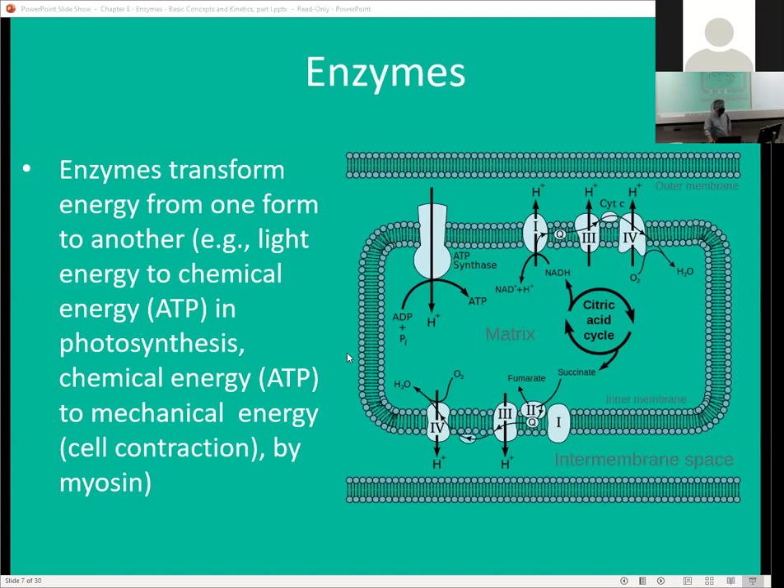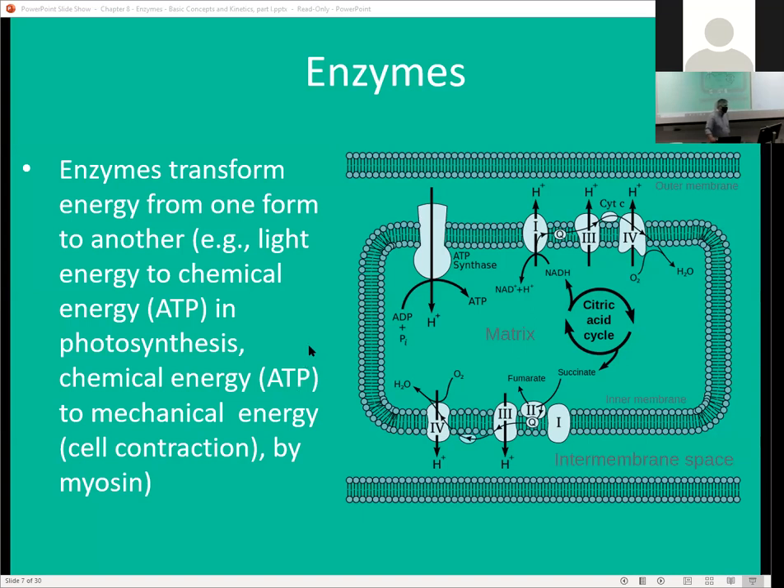Enzymes transform energy from one form to another. One example would be photosynthesis. We have energy in the form of light, and that energy is transformed into chemical energy in the form of ATP by photosynthesis.